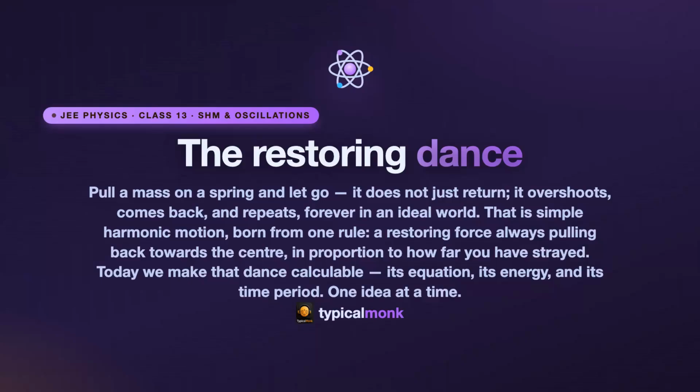Pull a mass on a spring and let it go. It does not simply return to rest. It overshoots the center, comes back, overshoots again, and repeats forever in an ideal world. That is simple harmonic motion, and it is born from one single rule: a restoring force, always pulling back towards the center, in exact proportion to how far the mass has strayed.